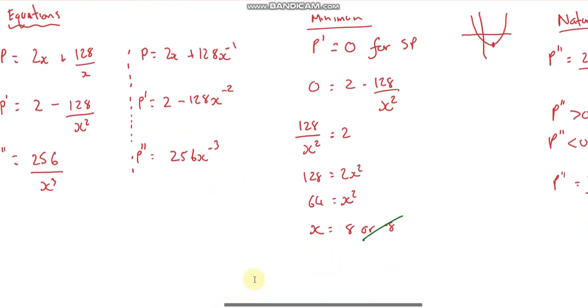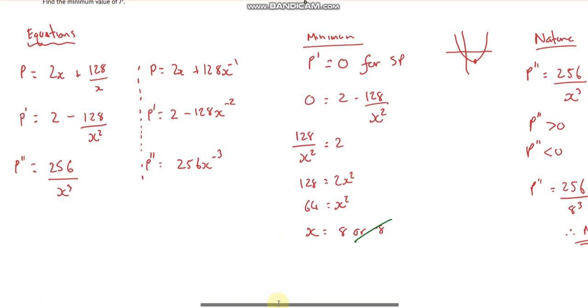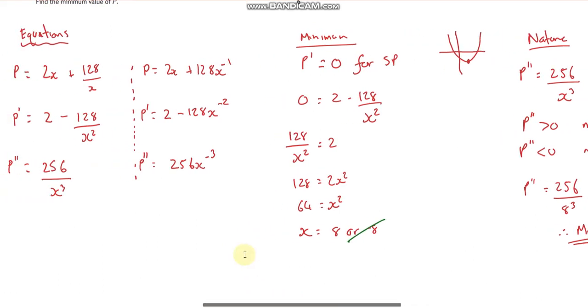Okay, so if I answer the question now, let's put all that together. The answer, the minimum value of p. I'm saying that p is going to be equal to 2 times 8 plus 128 over 8. So 8 times 2 is 16, and to that I'm going to add 128 divided by 8, and that's going to give me 32. And it's in centimetres. So quite a big question, but actually quite a nice one.